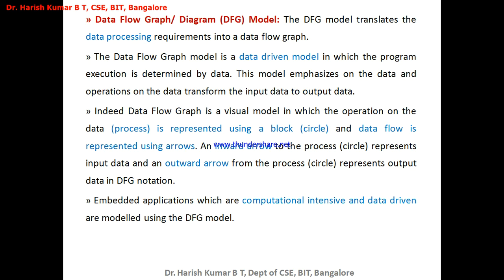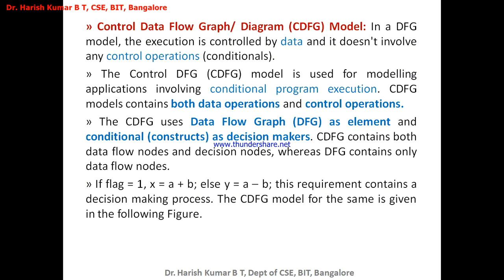So next, this is the data flow graph. This is one way of defining the computation within the embedded system, hence it is a computational model. It is one computational model used for embedded system design. So now what is the other one?